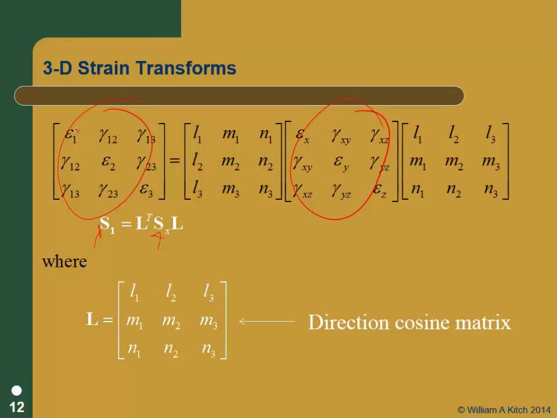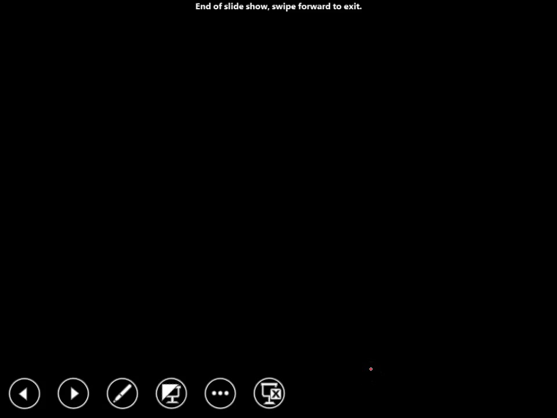So no difference between that. And that is the stress transform. So it's pretty simple. The concept is pretty simple, I think.